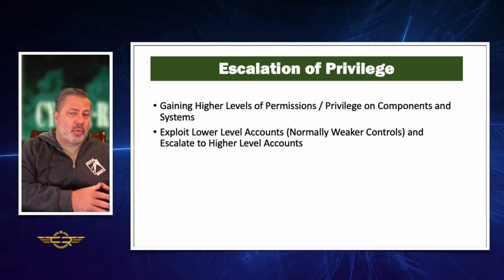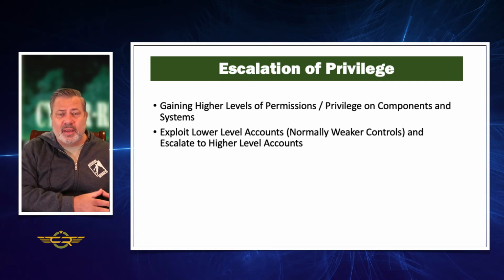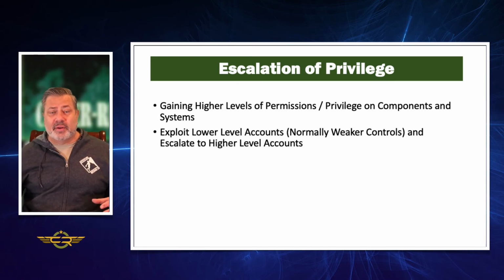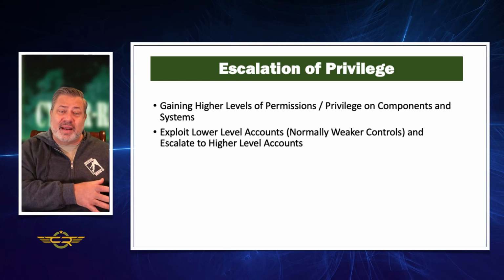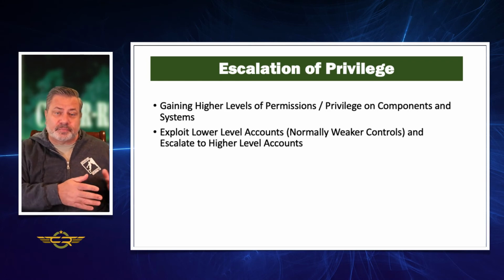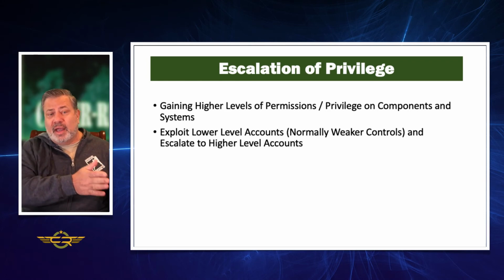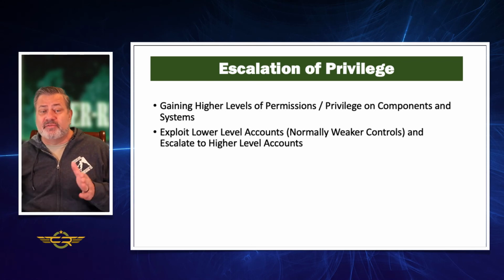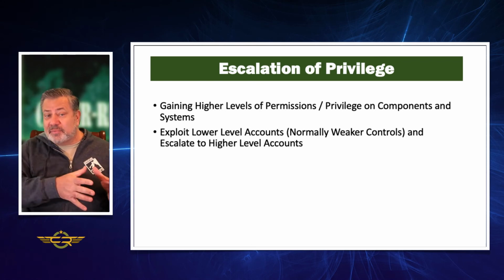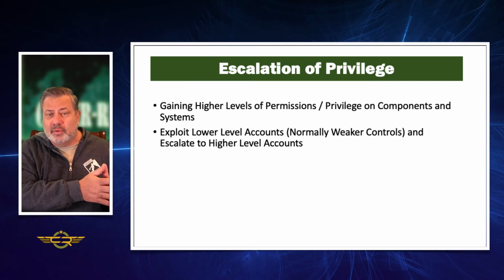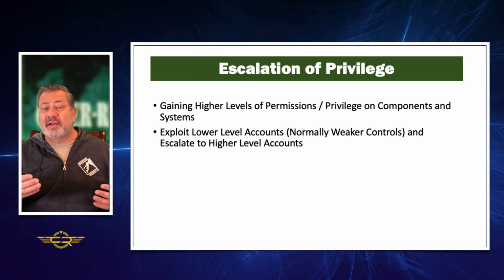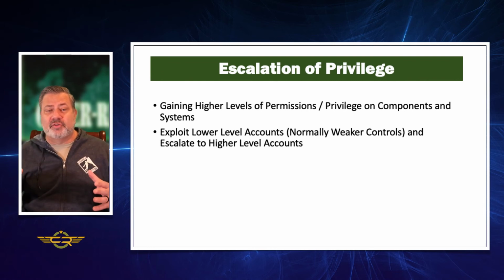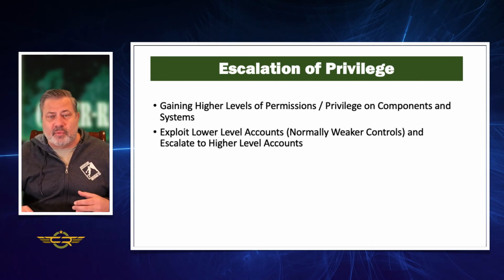So normally a lower level account is going to have weaker controls, and we can use that lower level account hopefully to escalate to a higher level account. And I say that, normally if we look at a control like password length, a normal user may have a password length of 8 characters, while an administrator may have a password length of 15 characters. So maybe it's going to be easier to break that password of the normal user and then maybe elevate the privileges. So things we need to think about is escalation of privilege once we've got inside the network.